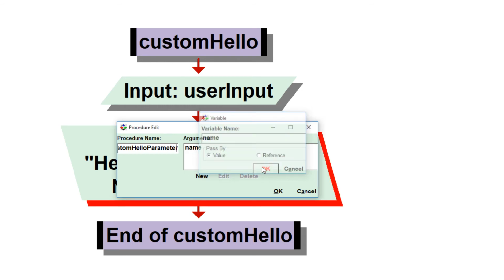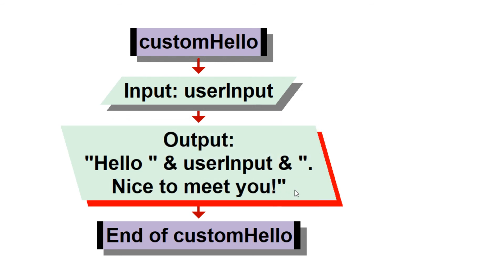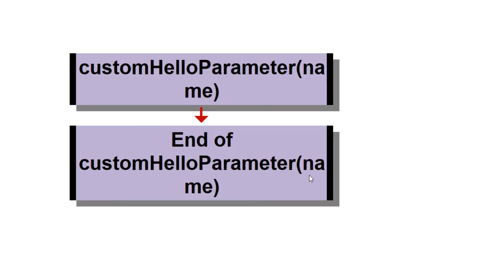And so when I hit OK, what you're going to note is that basically what I've defined is the formal parameter for this procedure. If I wanted to pass in multiple items, we could keep hitting new, and we'll come back and we'll write another version of this that does exactly that. So let's go ahead and hit OK. And now we have our new procedure. And note this looks a little different. It says custom hello parameter, and even though the name wraps here, you'll see that there's a parenthesis, N-A-M-E, parenthesis.